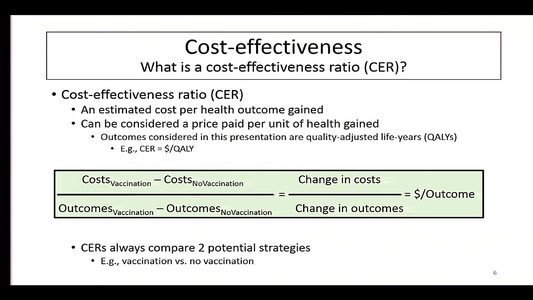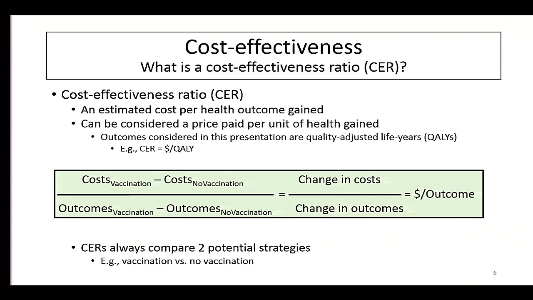A cost effectiveness ratio can be considered a price paid per health unit gained. And the health unit, in some of these models, will vary. One very common one is a cost per case avoided. In this case, we'll be talking about costs per quality adjusted life year gained. And a QALY, as it's abbreviated, is suitable to herpes zoster because QALY accounts for morbidity loss, and the main disease burden of herpes zoster is in pain, which is a morbidity outcome.